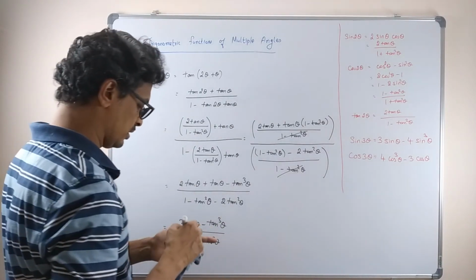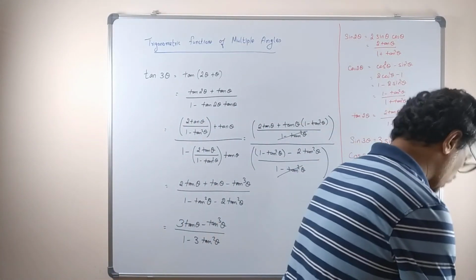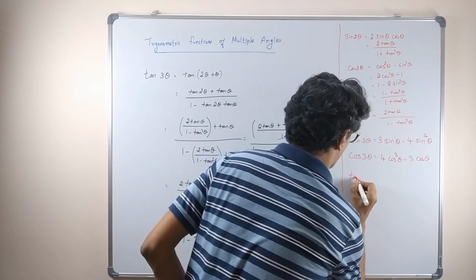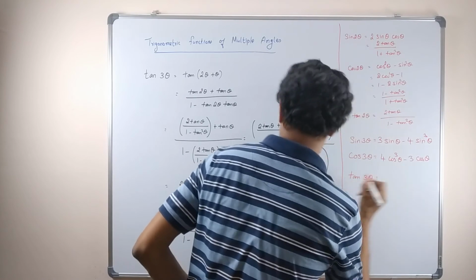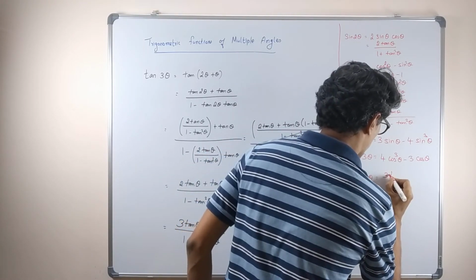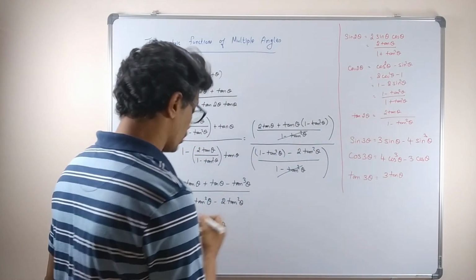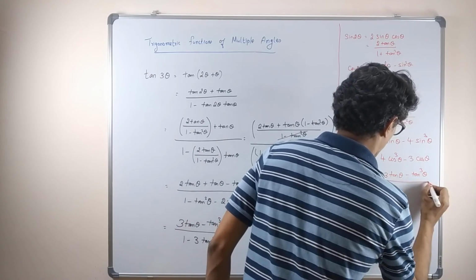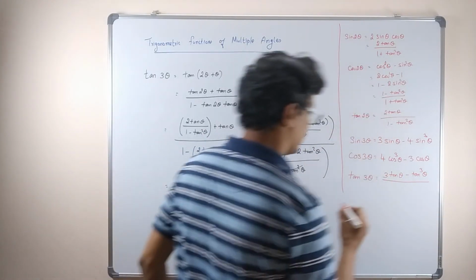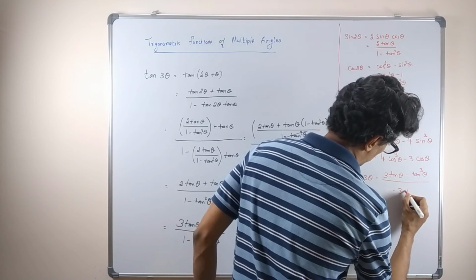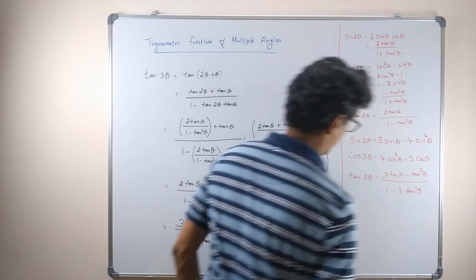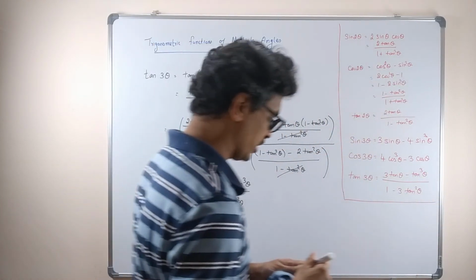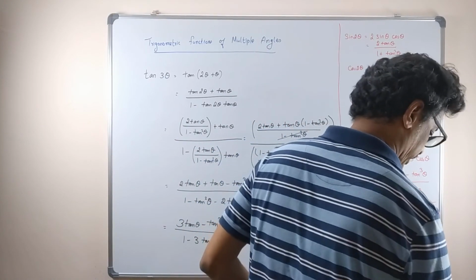So we got the relation for tan 3 theta also. Tan 3 theta is equal to 3 tan theta minus tan cube theta divided by 1 minus 3 tan square theta. Correct? So these are the trigonometric functions of multiple angles we have. Okay?